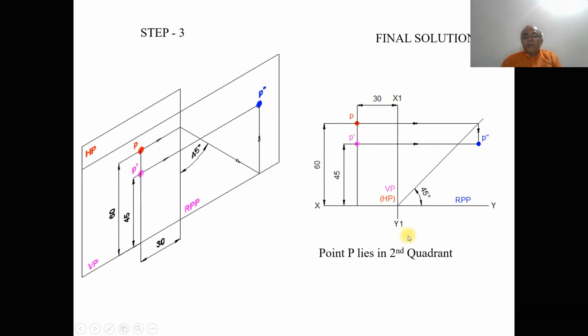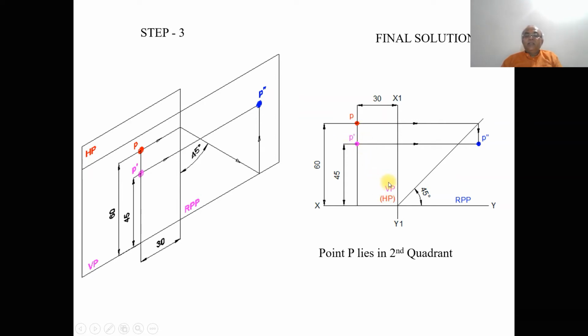and HP. So from the X1 Y1 line, you measure the distance of 30 and you draw a vertical line parallel to X1 Y1. Then you measure the distance of 45 from this point, and you mark this point as P dash, because the image you get in the vertical plane is always P dash.